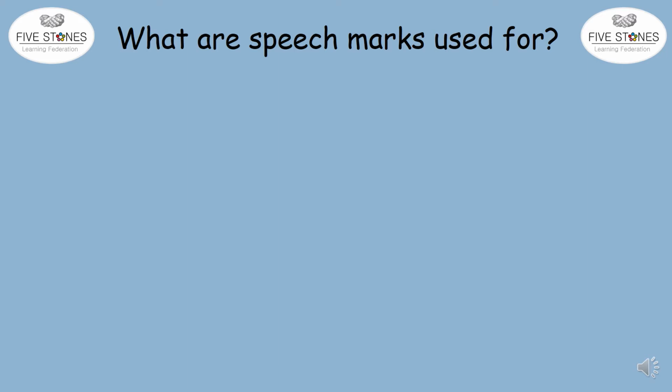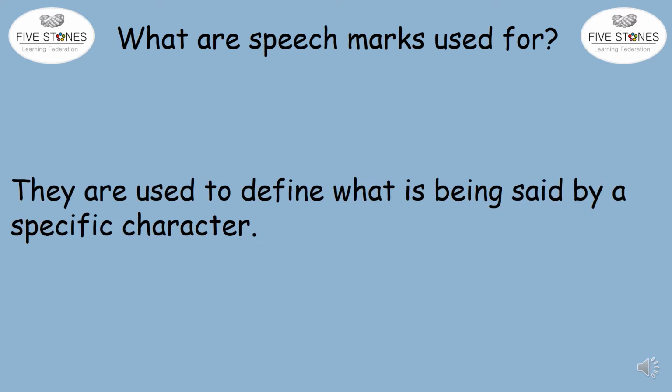Now you might have seen them in your books that you're reading at home or books that we've read in school, but what are they used for? I'll give you a few seconds to think about before we go through the answer. Speech marks are used to define what is being said by a specific character. So they outline when you should change your tone when you're reading so that you can read in that character's voice, or change your narrator voice slightly so you can tell that a different character is speaking.